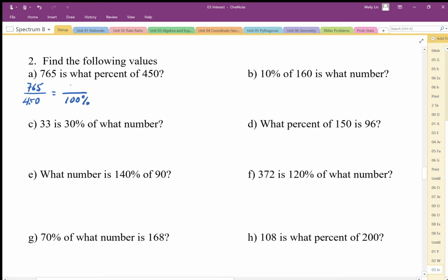So I can work out my decimal multiplier here. We're going to start dealing with not very nice numbers, but because we're not dealing with fractions, it's okay to start using these decimals. So I'm going to get my multiplier as 1.7. There's my times by 1.7. So x is going to end up being 170%.